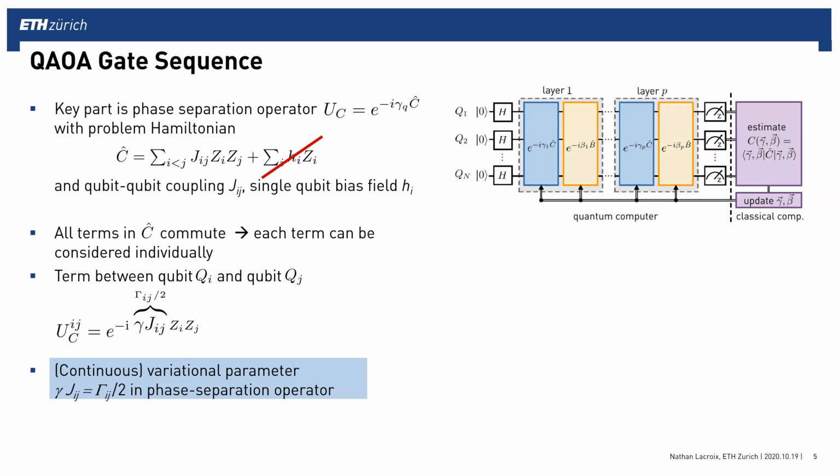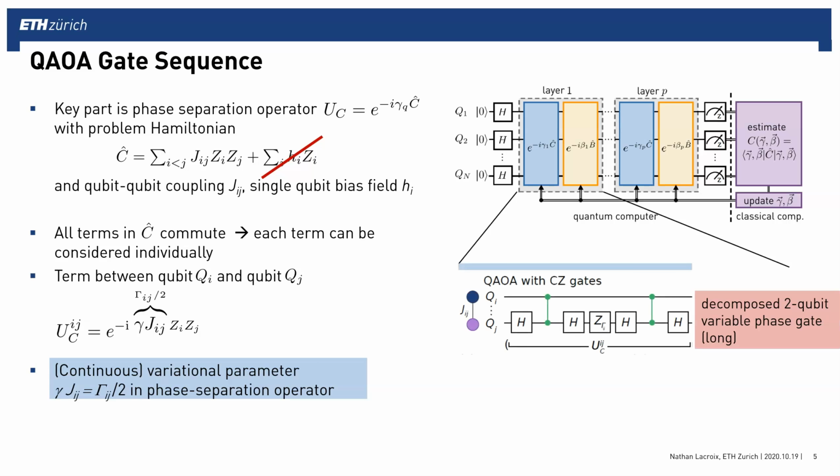Because the phase factor is continuous, the operator typically cannot be executed directly on the quantum computer and instead has to be decomposed into a longer sequence, including two-qubit gates, for example CZ gates or controlled-Z gates, which add a phase of pi on the 1-1 state, and some additional single-qubit rotations.